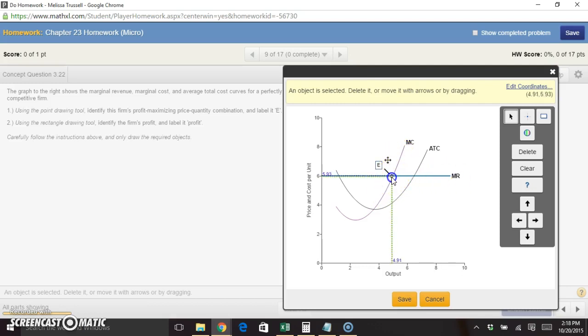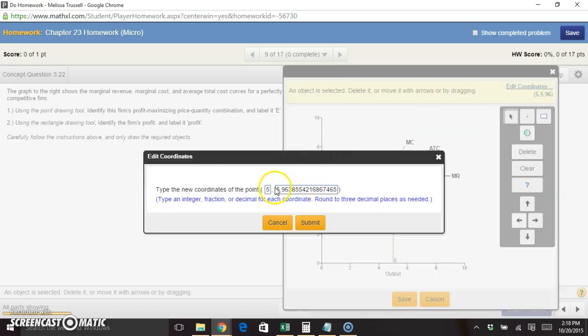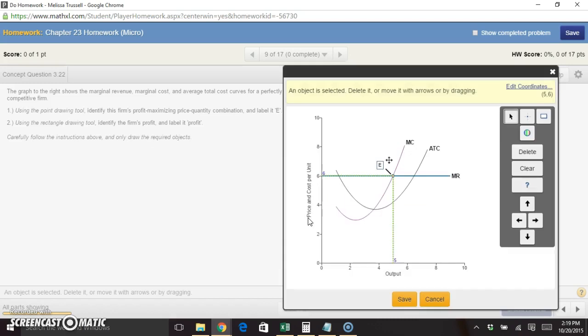So in this case, that would be right about here, right about 5 and 6. So I'm going to go up here and edit coordinates. When you're having trouble getting the dot right on the point that you're trying to reach, you can always click edit coordinates and use that to put the dot where you want. So I want it to be at 5 and 6. So I can do that, submit that. So that's our profit maximizing equilibrium price quantity combination.